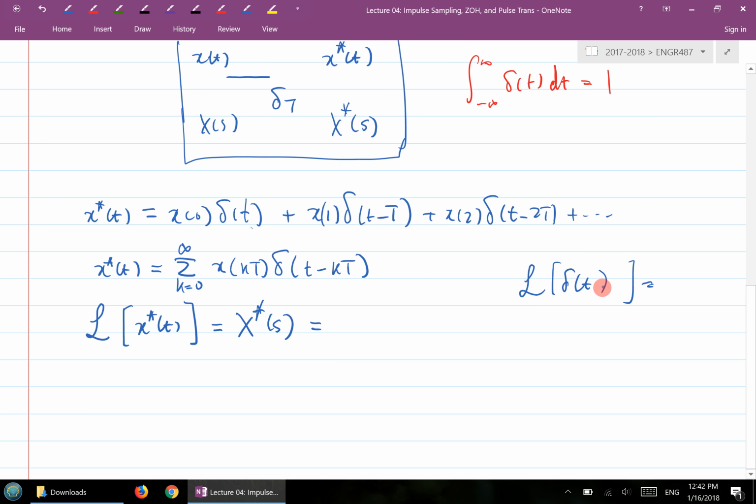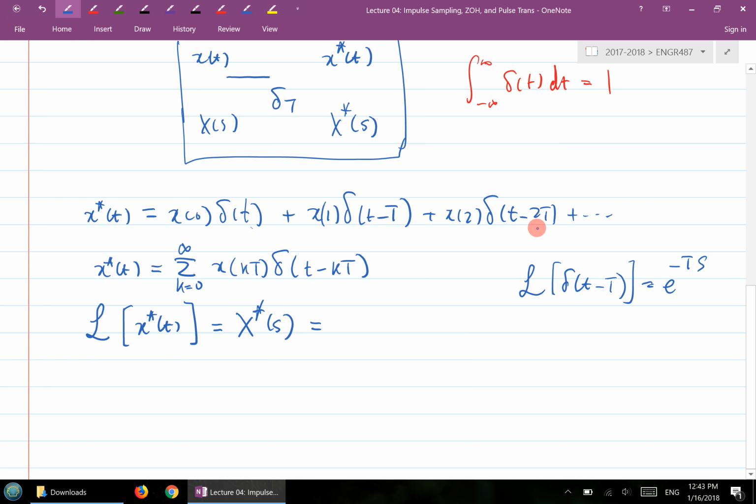So if you take the Laplace transform of delta of t minus capital T, basically it's a delayed signal. What you get is just e to the power of negative capital T times s, and then times the original Laplace transform, which in this case is 1. So if you take the Laplace transform of the delayed delta function, you get this one here. Same thing if you apply the Laplace transform to this one.